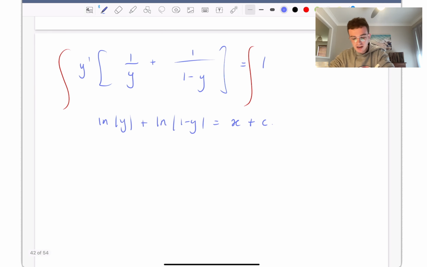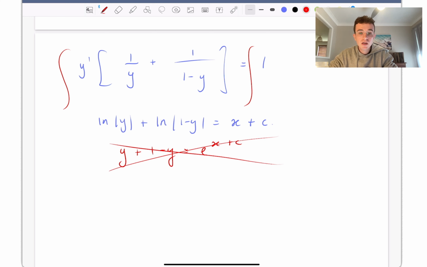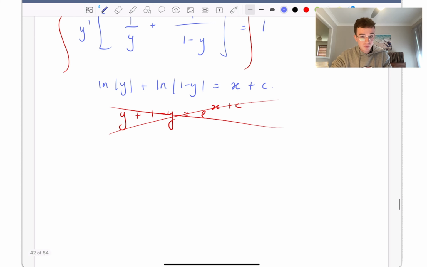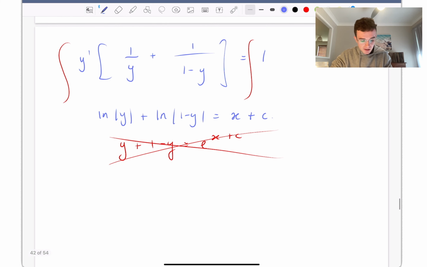Now, you might think, okay, I'm going to take the e of both sides and I'm going to get y plus 1 minus y equals e to the x plus c. But we can't do that, because we can only take the e of both sides when it's a single logarithm on the left-hand side. But we might want to realise that when we plus two different logarithms together, that's the same as timesing, and when we minus, that's the same as dividing. Now, there should actually be a little negative here that I missed.